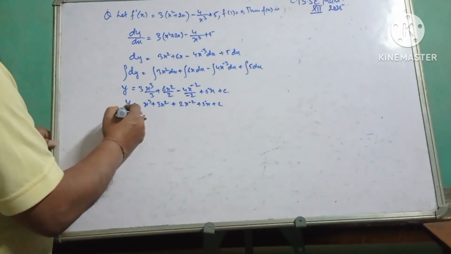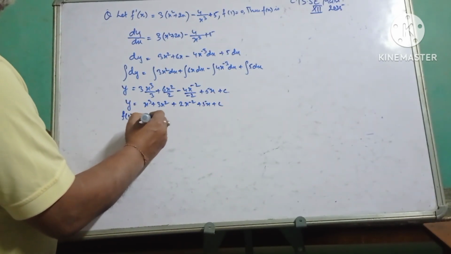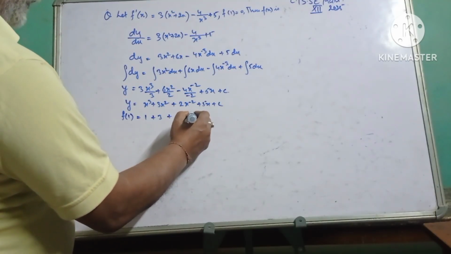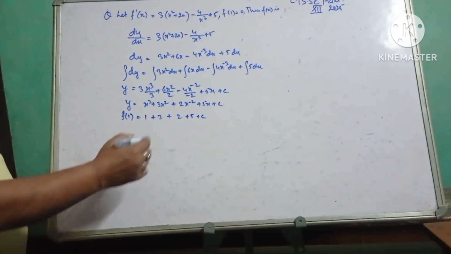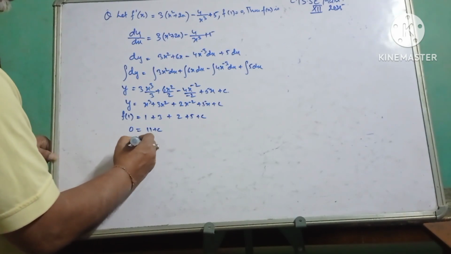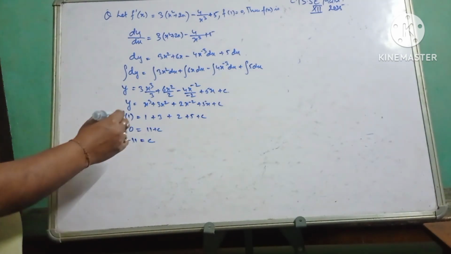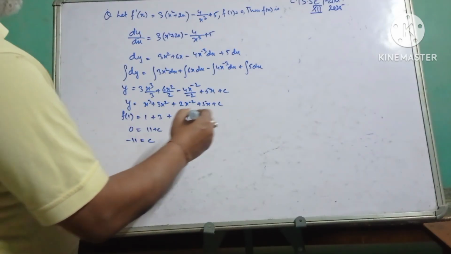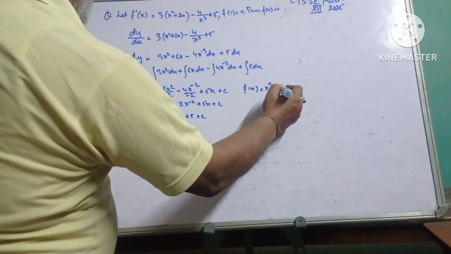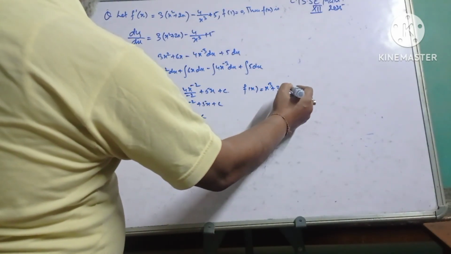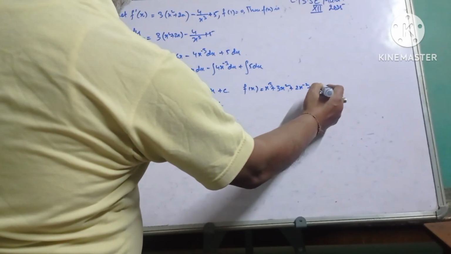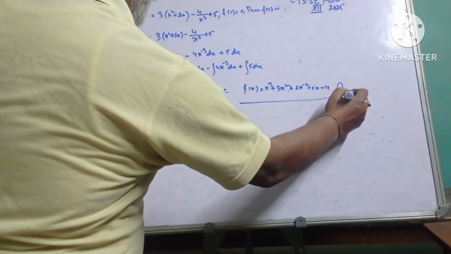So this y means it is f of x. So f of 1 is 1 plus 3 plus 2 plus 5 plus c. So this is 11 plus c. So this is 0. 11 plus c is 0, so c is equal to minus 11. So your f of x will be x cube plus 3x square plus 2x to the power of minus 2 plus 5x minus 11. So this is your answer.